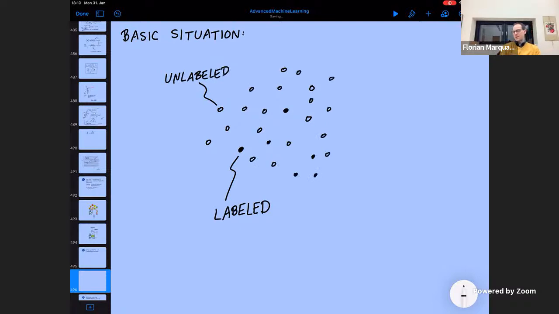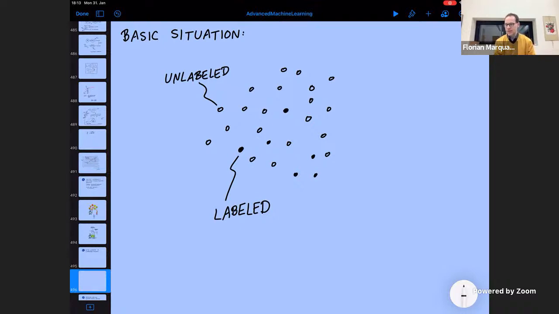And the way I place them in this plane is, of course, a little bit arbitrary, you understand. If these are images, they are high dimensional. Each sample here is a high dimensional vector. So even just to draw them in the plane is already an abstraction.